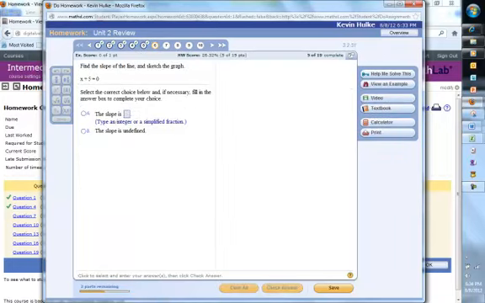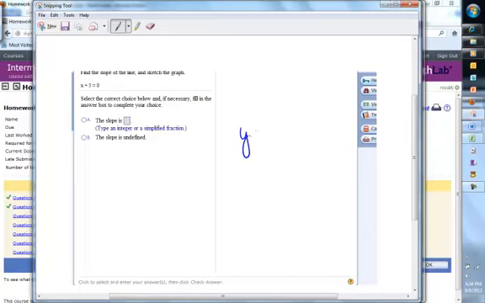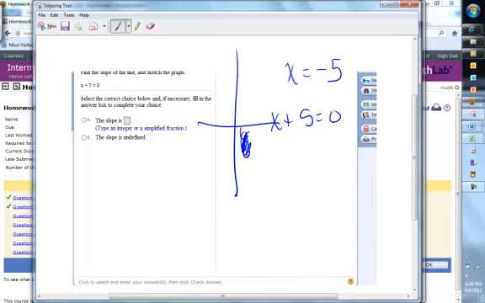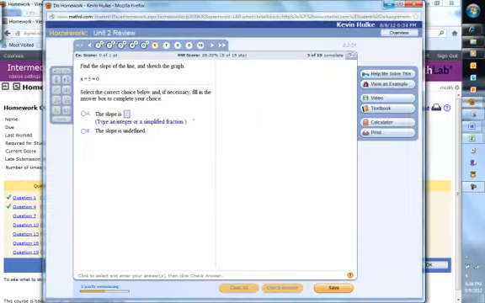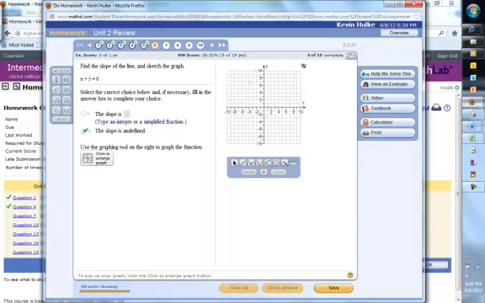Okay, find the slope of this line. Remember that if you are given an equation, x plus 5 equals 0, since there is no y, we have just x equals -5, so it's a vertical line through -5. The slope is undefined if it's a vertical line. And we would graph it through -5, and there's our graph.